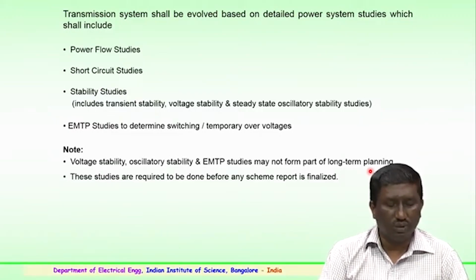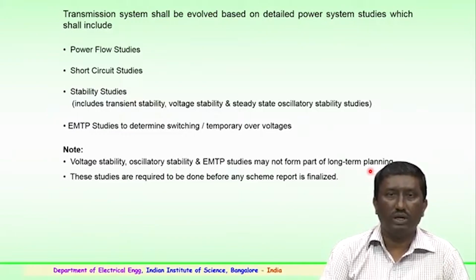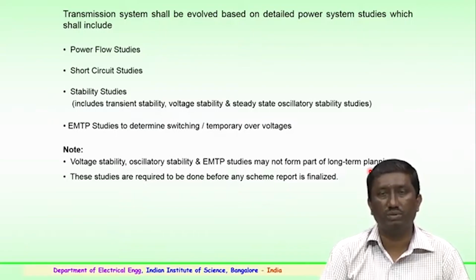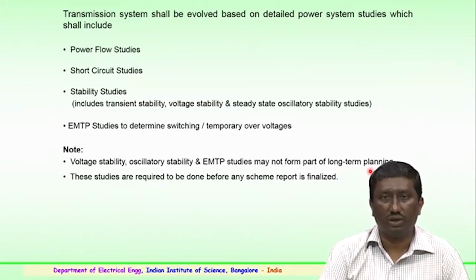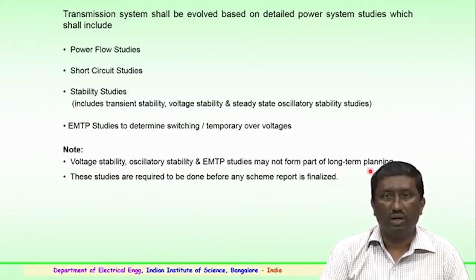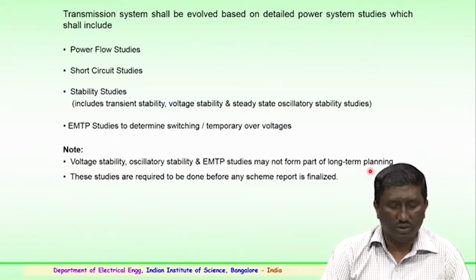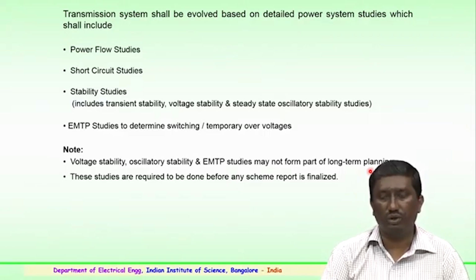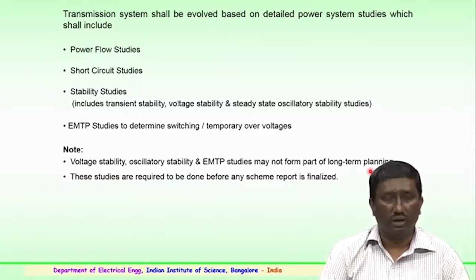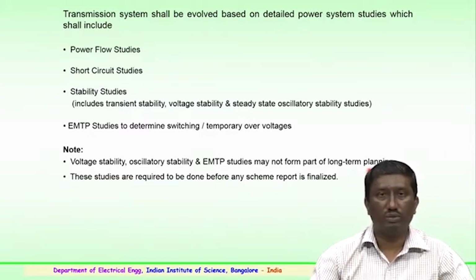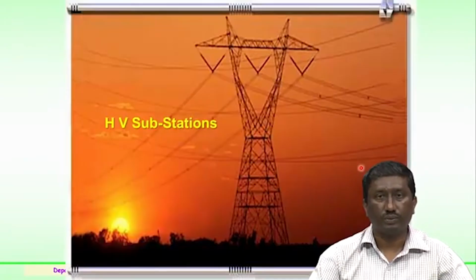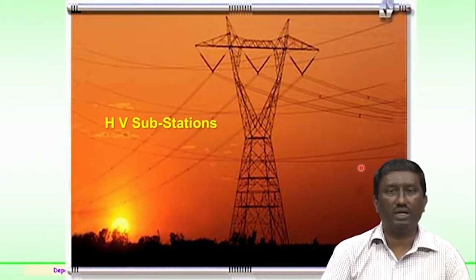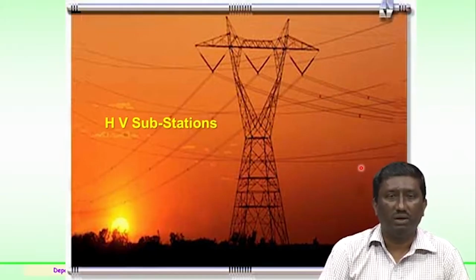And we should note that voltage stability or oscillatory stability with the help of EMTP studies, that is, electromagnetic transient program studies, which are normally used for planning, may not form part of the long term. So, these studies are essential to be done before any scheme report is finalized, which will give an idea for the proper establishment of the power transmission network. So, that was about the transmission activity and the transmission planning to be carried out.